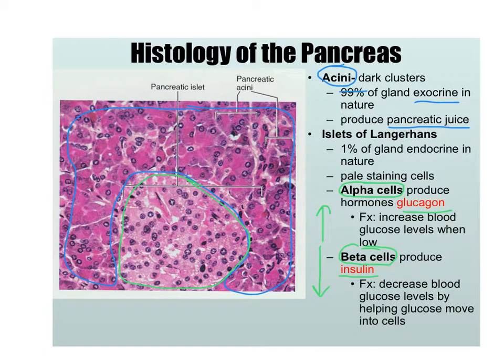It's going to cause the muscles to start storing glucose as glycogen, which will decrease the amount of glucose in the blood. Now this can be hard to remember, but the way I remember it is alpha cells, A comes before B alphabetically, and also G comes before I. So alpha cells secrete glucagon, beta cells secrete insulin.